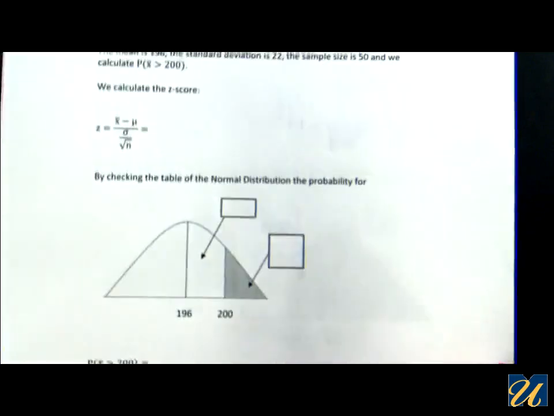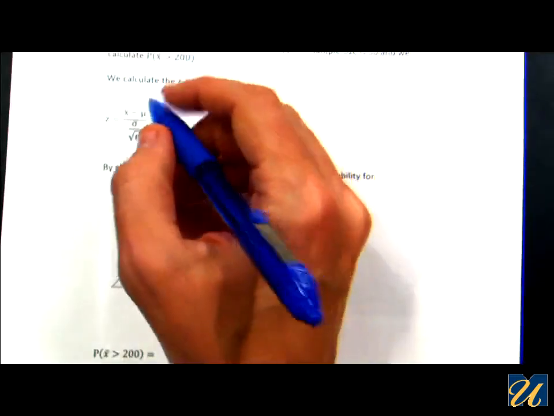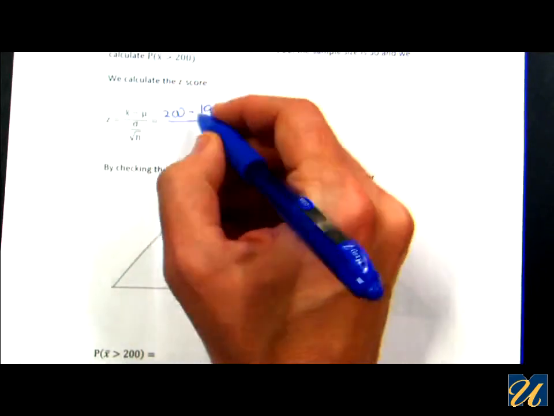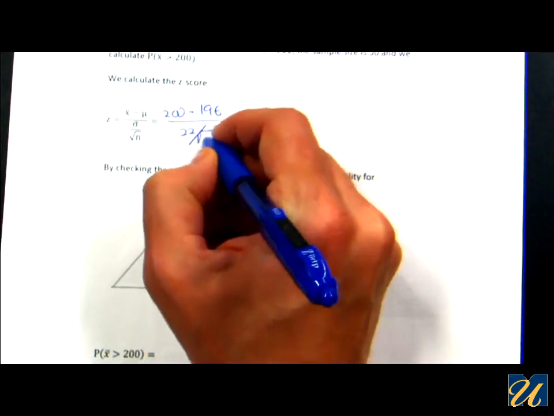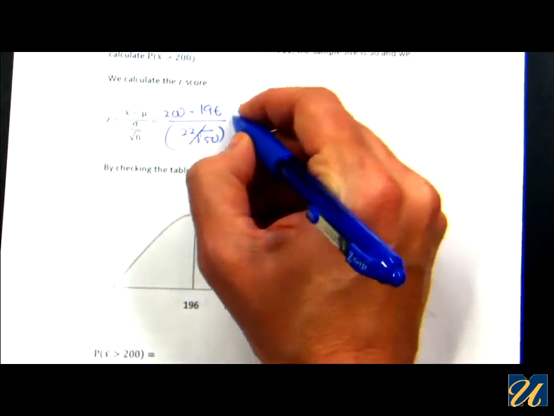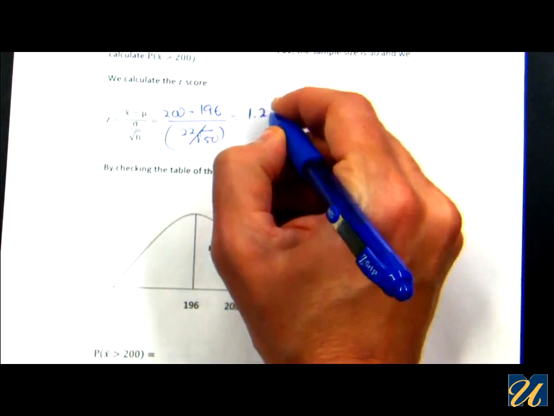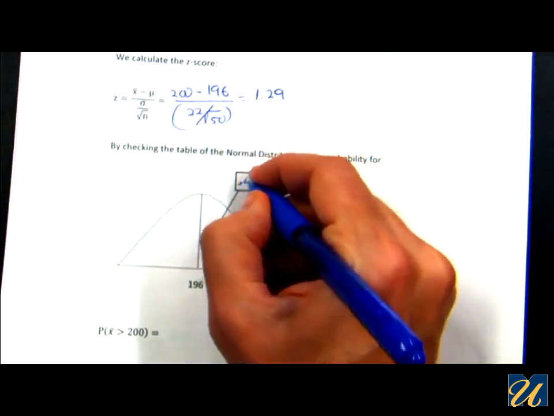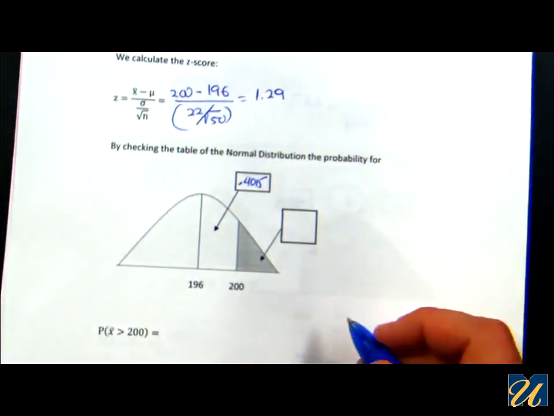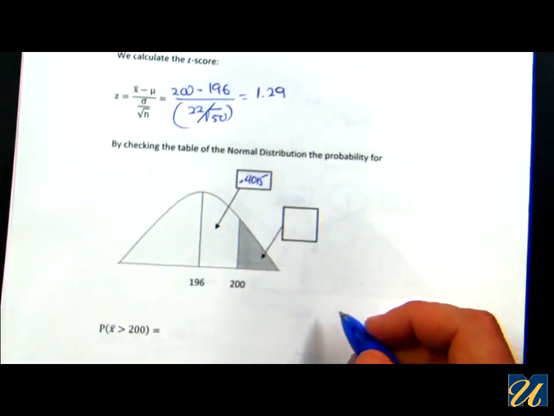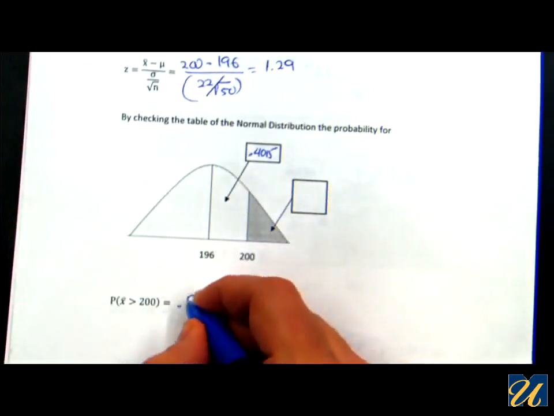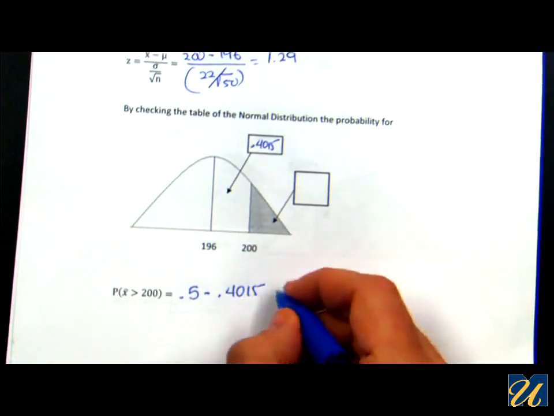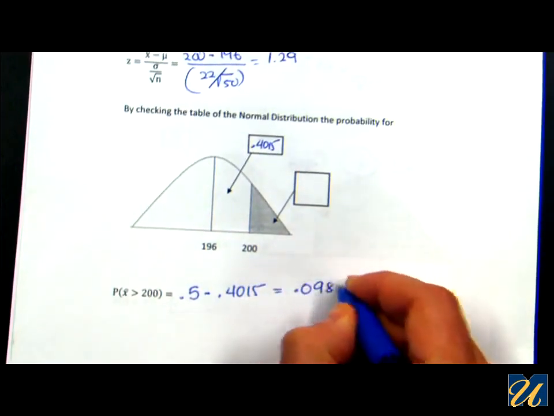Next step, you calculate your z-score. The z-score will be equal to 200 minus 196 over 22 divided by square root of 50, and this will be equal to 1.29. 1.29 gives me a probability of 0.4015, and since I'm looking for a tail, this will be 0.5 minus 0.4015, which will be equal to 0.0985.